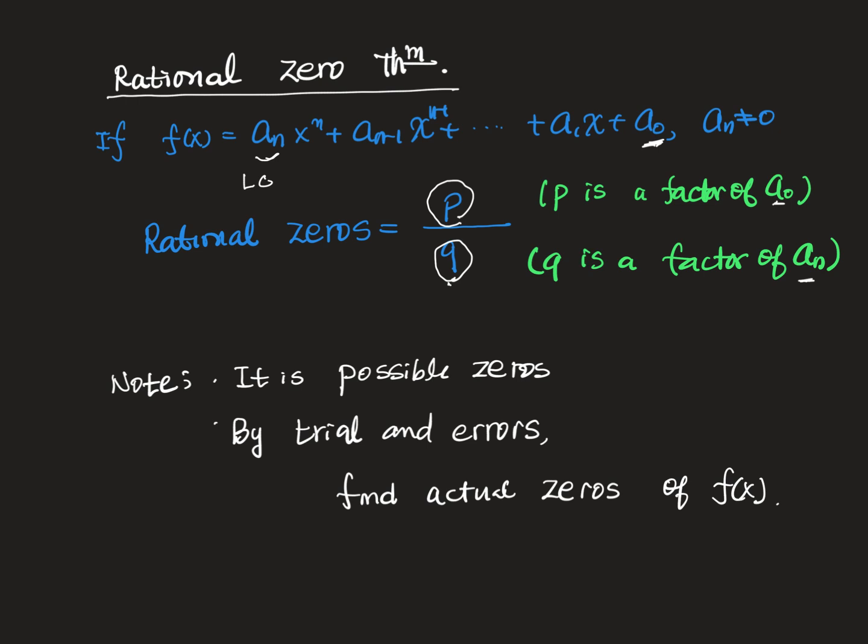Here is a very important note, guys. These are possible zeros. They're not really zeros. We have to figure out which are actual zeros. That's why we have to use the factor theorem. You're going to do trial and error, check with the factor theorem, and you'll find the actual zeros. Okay, let's have the example.